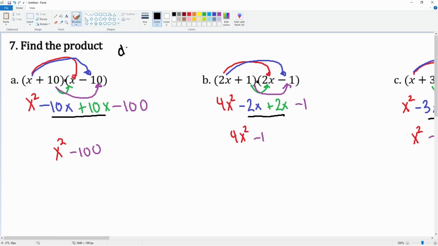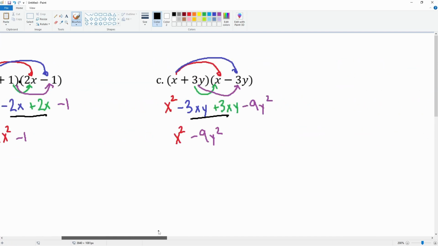This is called a difference of squares. Do you see how this is a plus and this is a minus? And then 10 times 10 is 100. Here, plus, minus, that's a difference. 2 times 2 is 4, 1 times 1 is 1, with a minus. Same thing here. Difference of squares, plus, minus.